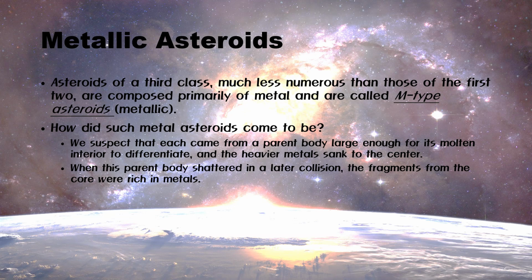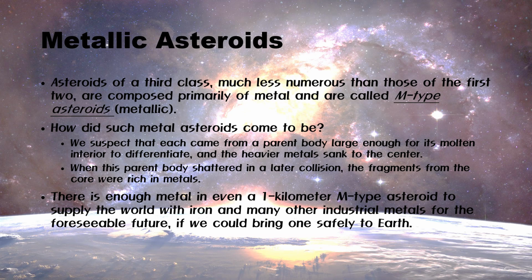Well, we suspect that each of these metal asteroids came from a parent body large enough for its molten interior to differentiate, and the heavier metals sank to the center. When this parent body shattered in a layered collision, the fragments from the core were rich in metals. In fact, there is enough metal in even a 1-kilometer M-type asteroid to supply the world with iron and many other industrial metals for the foreseeable future, if we could bring one safely back to Earth and not cause catastrophic destruction.